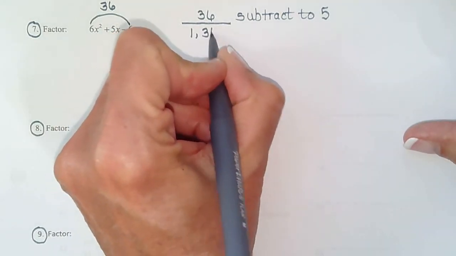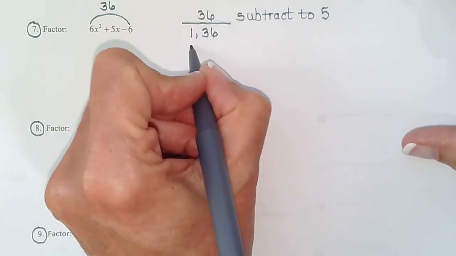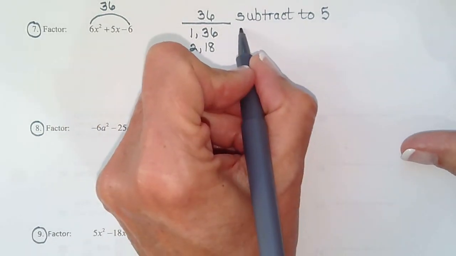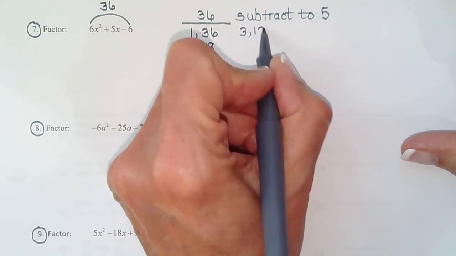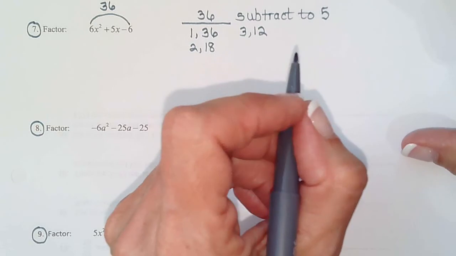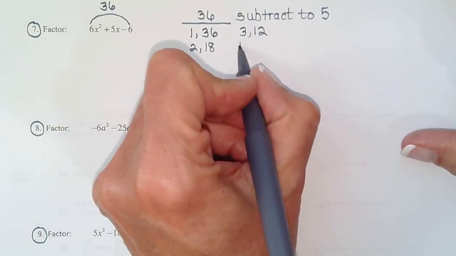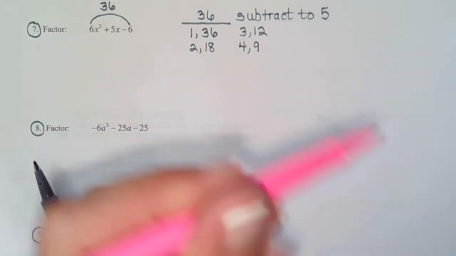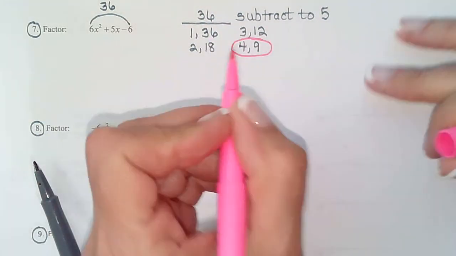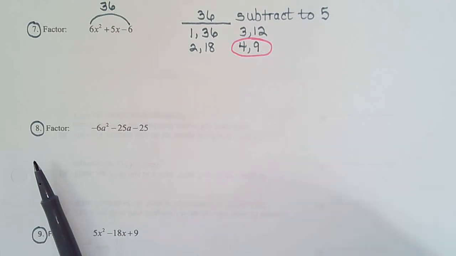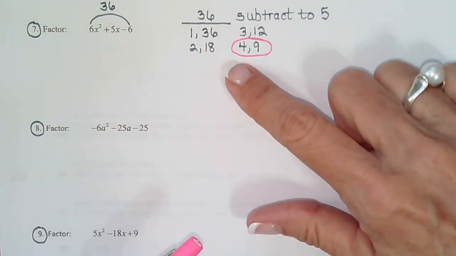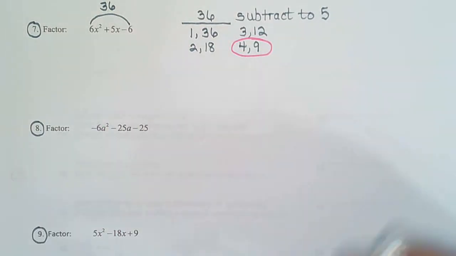1 and 36, does that subtract to 5? No. 2 and 18, does that subtract to 5? No. 3 and 12, does that subtract to 5? No. 4 and 9, ding, ding, ding, that does subtract to 12. So now we have to do our signs. Does subtract to 12. I can't believe I just said that. 4 and 9, that subtracts to 5.